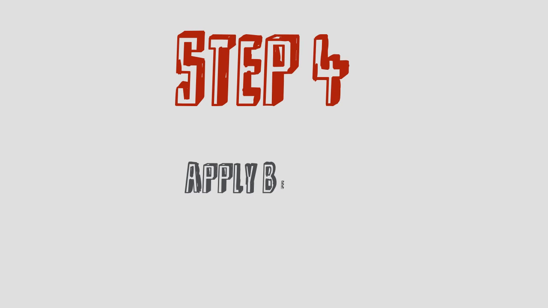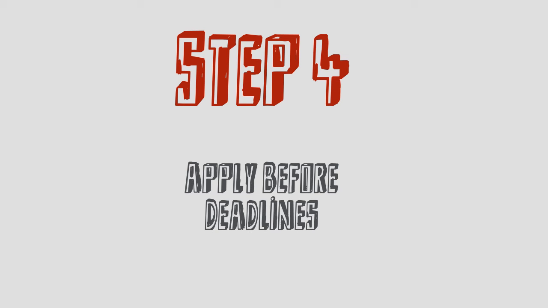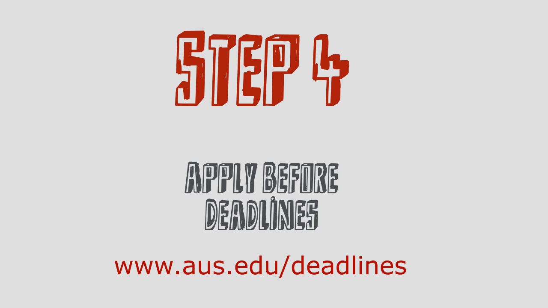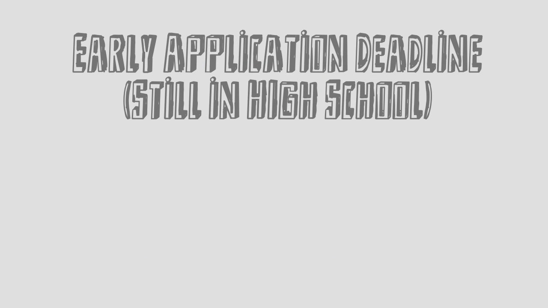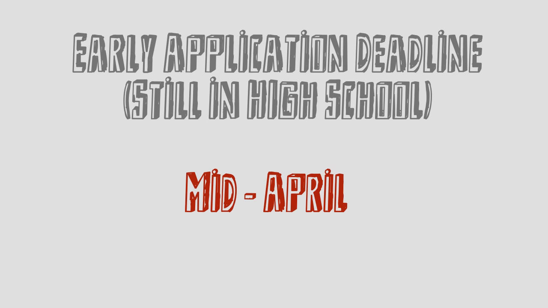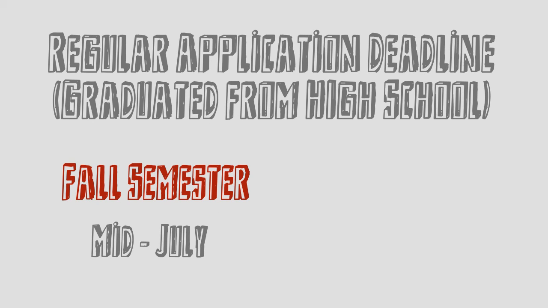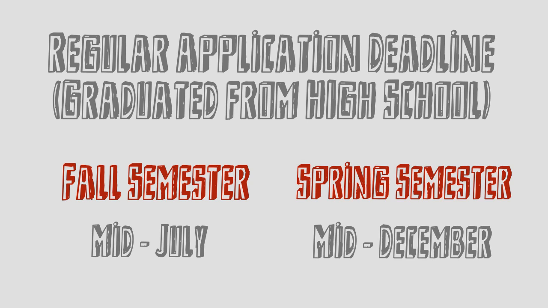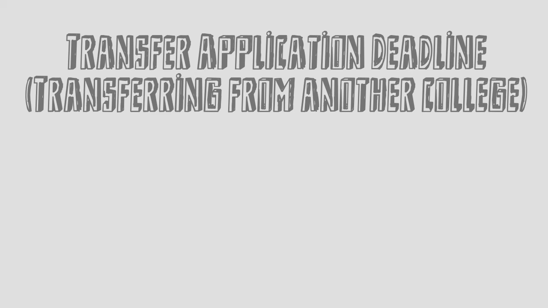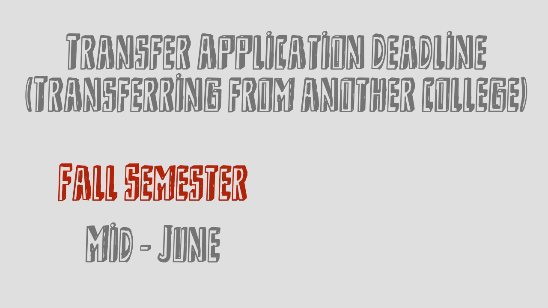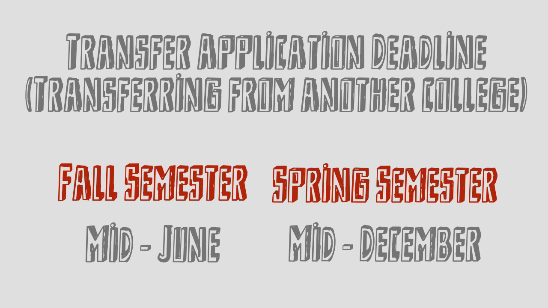Step 4. Make sure you meet the admissions deadline. Be sure to submit your application form and documents before the deadlines published on our website. The deadline for early admission for fall is usually around mid-April. For regular admission, the deadline is usually around mid-July for fall semester and around mid-December for spring semester. For transfer applications, the deadline is usually around mid-June for fall semester and mid-December for spring semester.